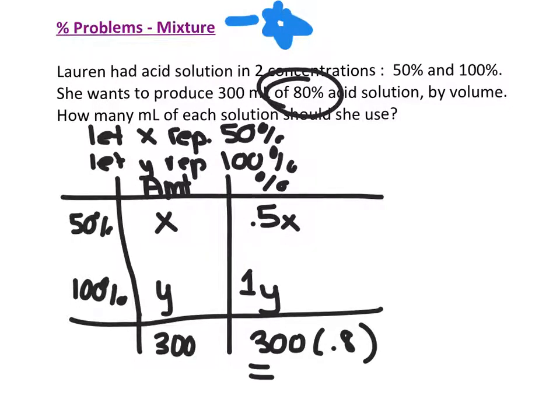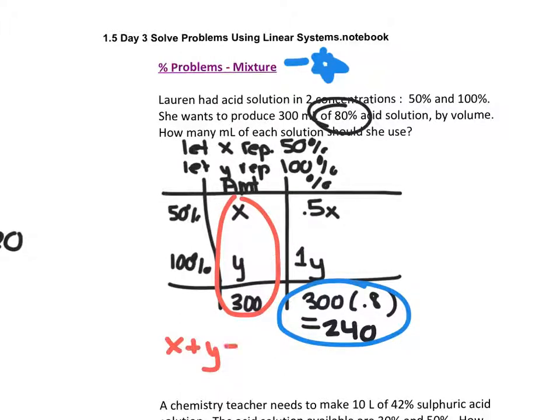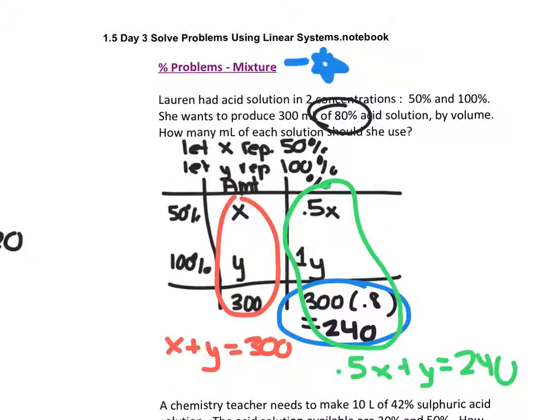So the one extra step is occurring right here. You have to actually take 300 and times it by 0.8, which gives you a value of 240. So right here is that extra step I was talking about, where you're looking at what you want in the end it to produce in that solution. So what you have now is two equations. You have x plus y equals 300, and you also have this equation of 0.5x plus y equals 240.